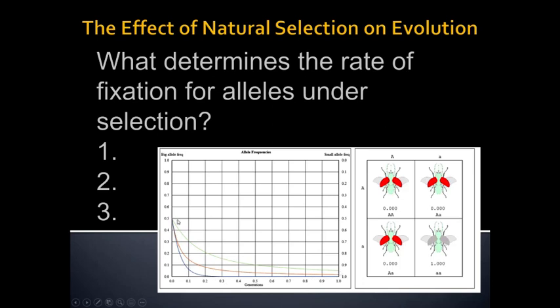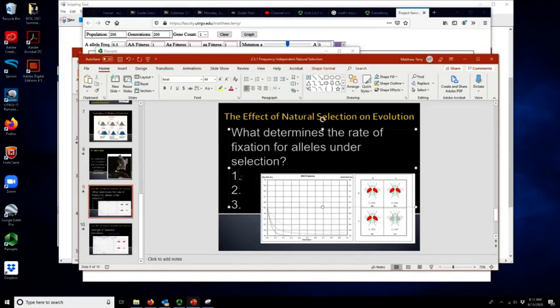Now, we've greatly reduced the frequency of this big A allele, and the little A allele has much higher frequency, but we haven't completely reached fixation yet. But in this last simulation, the blue one I did, we reached fixation. The little A allele is now the only allele in that population. So there are 3 main things that determine the rate of fixation, okay? Let's add to this. Number 1, the first thing to determine the rate of fixation is the initial frequency.